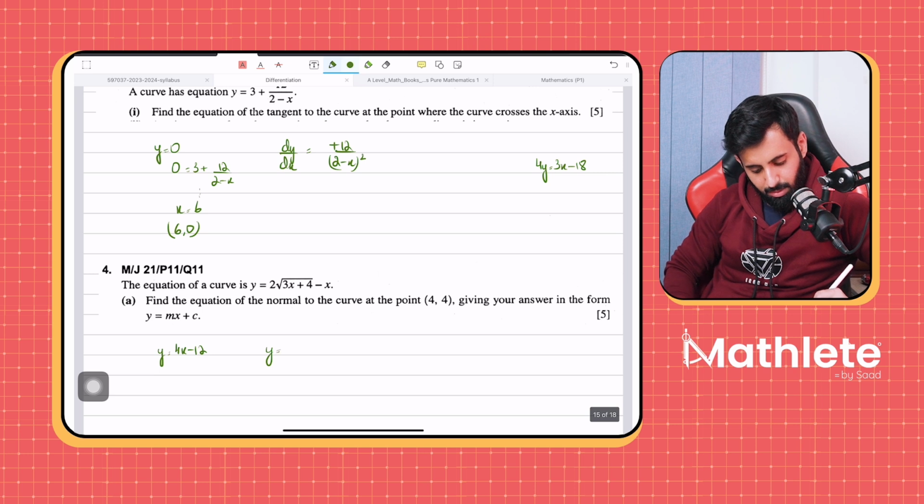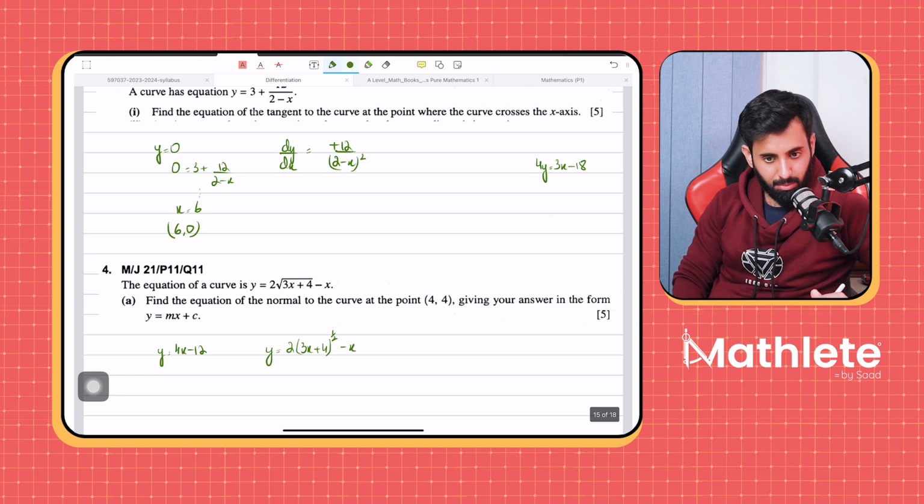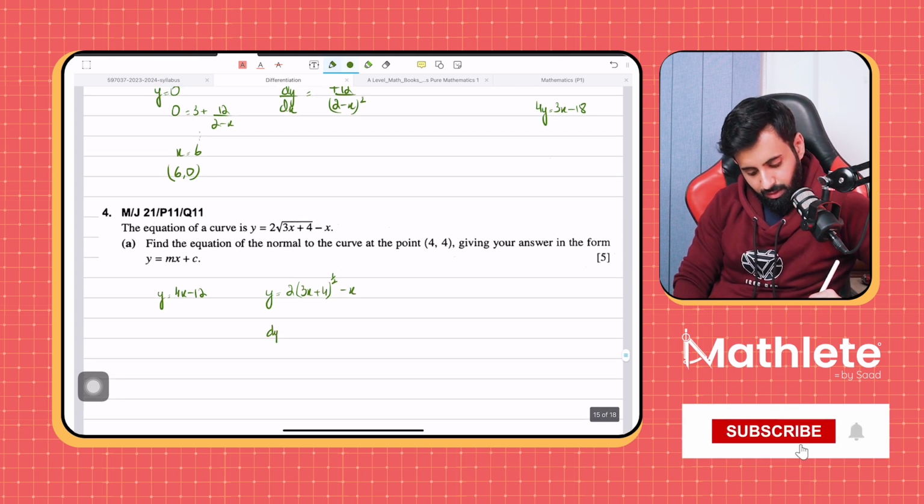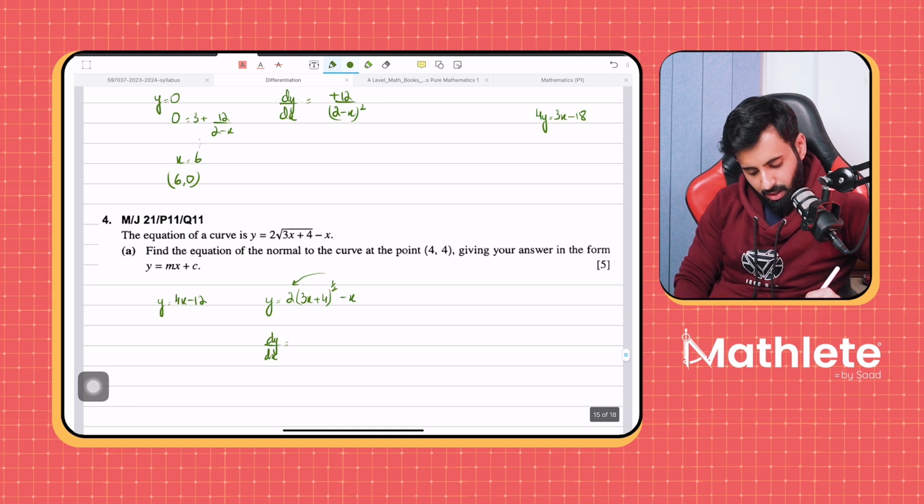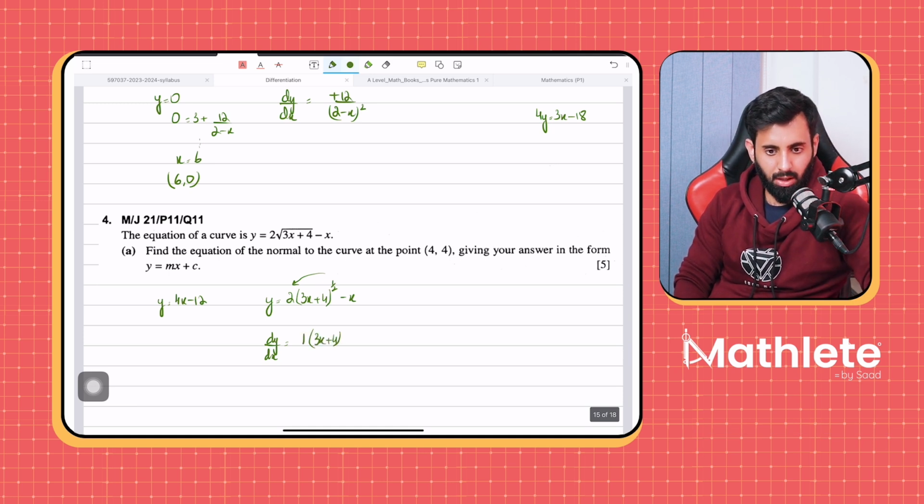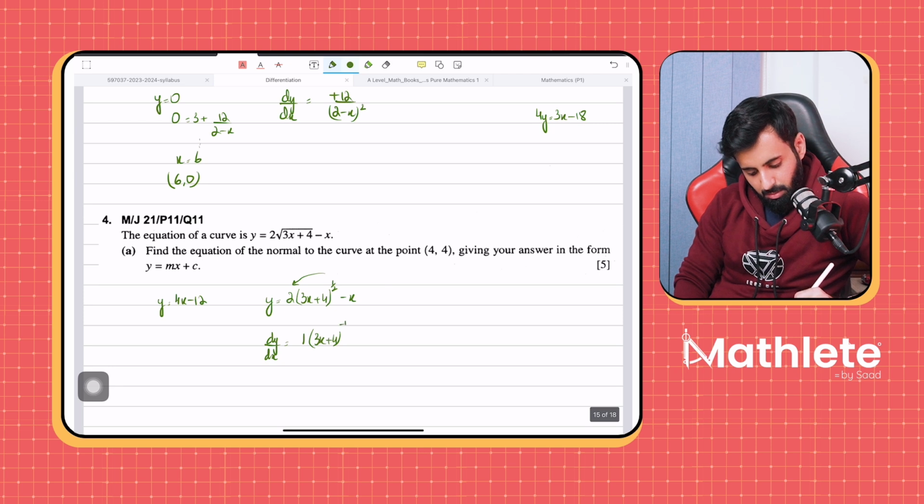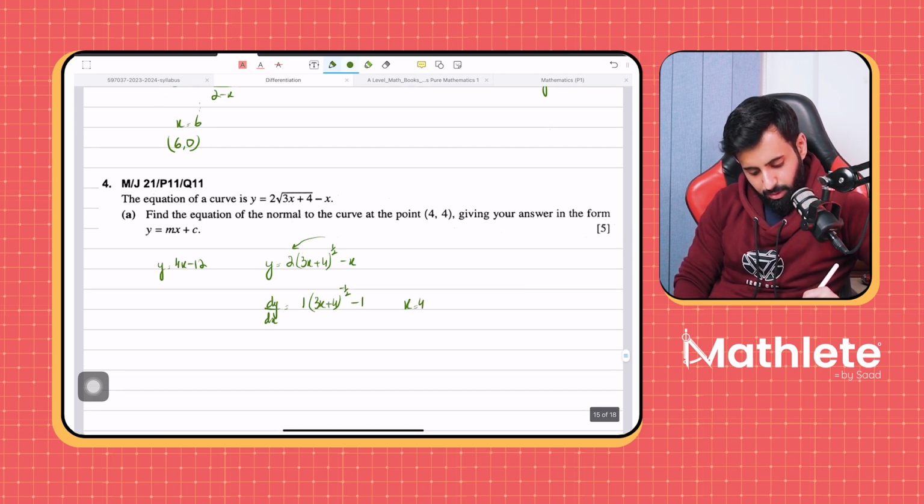First, you differentiate, but before you differentiate, you've got to make sure that you've written it nicely. So 2 into 3x plus 4 to the power half, minus x. Then when you differentiate it, here's what this becomes. 2 gets multiplied by half, so that's 1, into 3x plus 4 to the power half minus 1, minus 1. Now you plug in x equals 4. Before you do that, you might want to write it nicely: 1 over square root of 3x plus 4, minus 1.